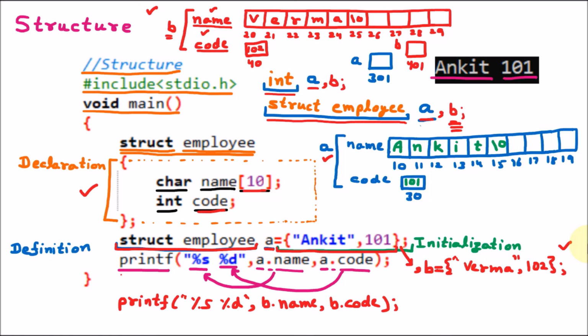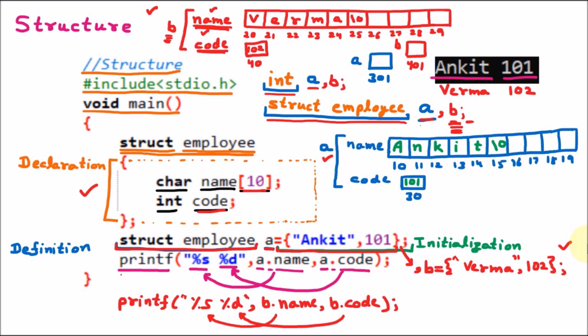So here printing on the screen b dot name. The b dot name value will be displayed, and the name is Verma. So on the screen we will have Verma. Then afterward we have b dot code. So b dot code will go to the %d, which is the integer. Here b, which is the variable of the structure, contains the code. So that code we are displaying, that is 102.